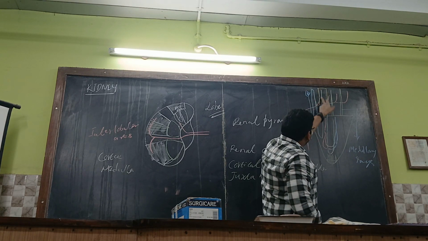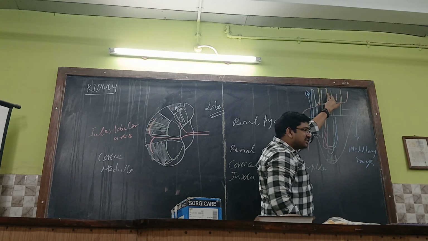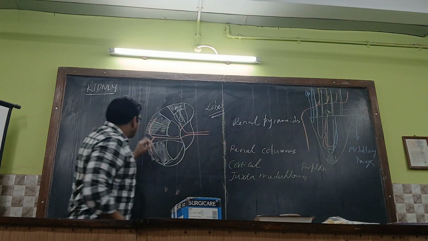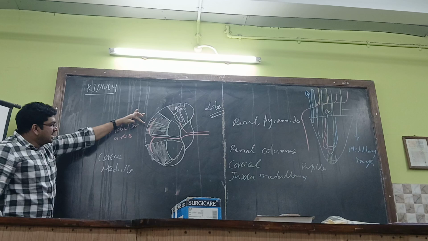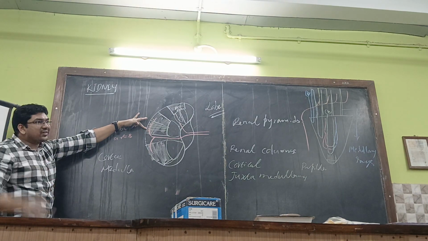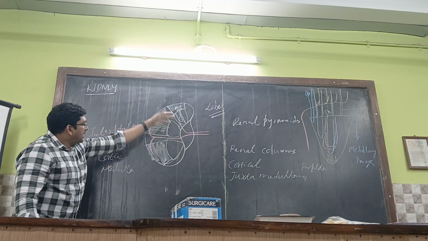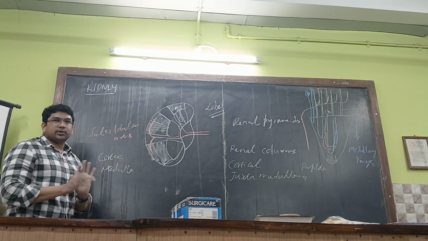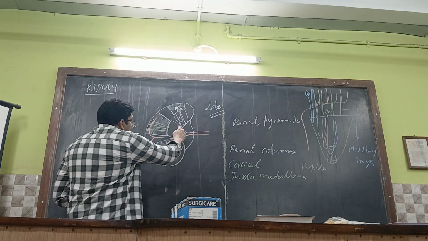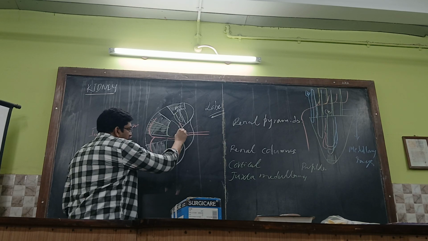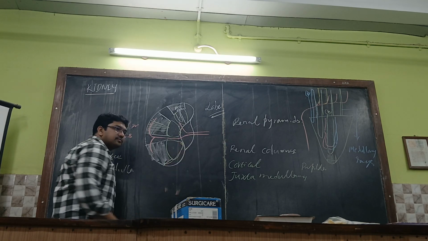One lobule means two arteries on either side, and in the center there will be one medullary ray. So these renal columns, renal papilla, and all these lobules and lobes you are supposed to know.